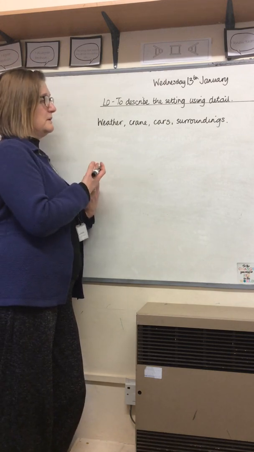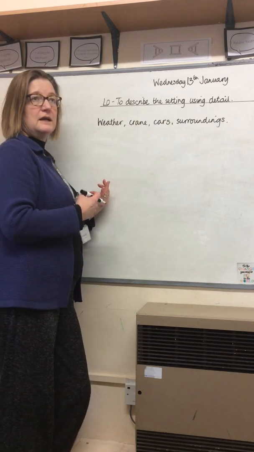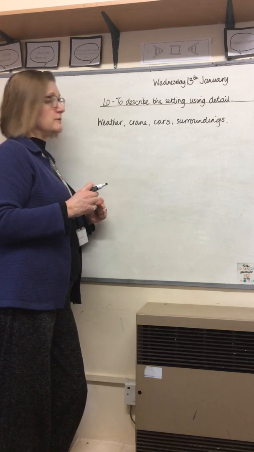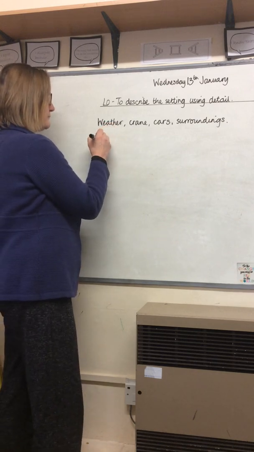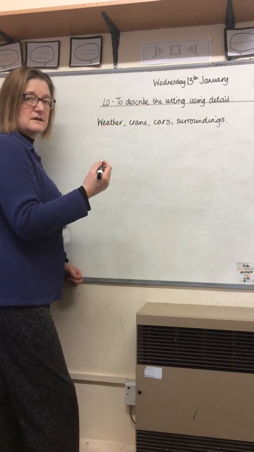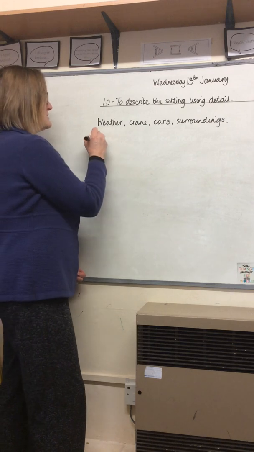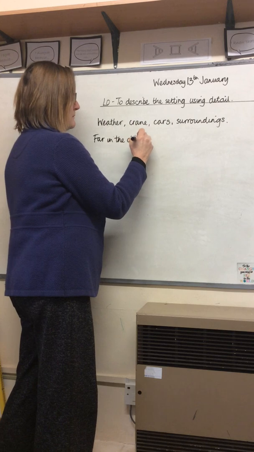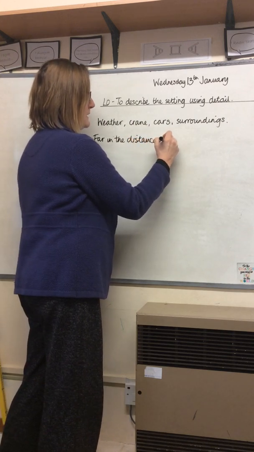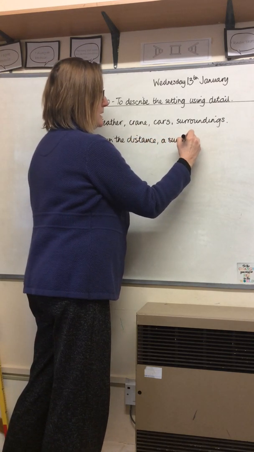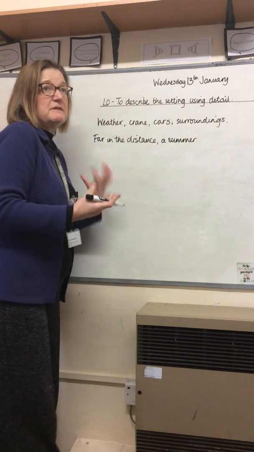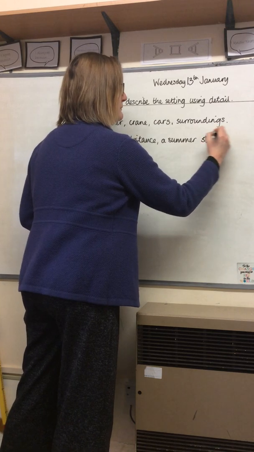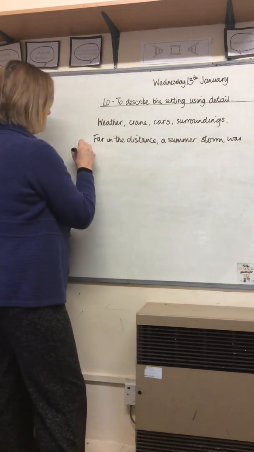So I'm going to start with my weather, and then I'm going to move on, and then I'll hand over to you, and you have a go at a paragraph description just of the setting. So I'm going to start. Remember, sentence starts, guys. We must keep the variation going. So far in the distance, a summer storm. I'm changing my weather, I'm just having a bit of a play. I'm going to go with the summer storm idea. Storm was brewing.